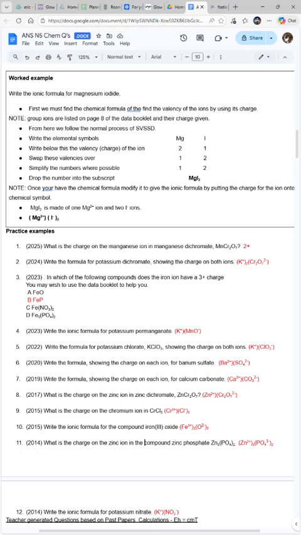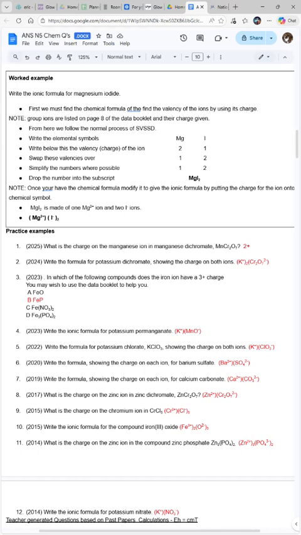And then the charge on zinc in the compound zinc phosphate. So again, we go to the data booklet, it tells us phosphate ion is a 3 negative, and the zinc ion is a 2 positive. So in this case, 3 zincs will balance out 2 phosphates. The phosphate ion is a 3 negative, and there's 2 of them, so it will give us a 6 negative. So what does the charge need to be on each zinc for 3 of them to balance that out? The charge will have to be 2, so it's 2 positive.